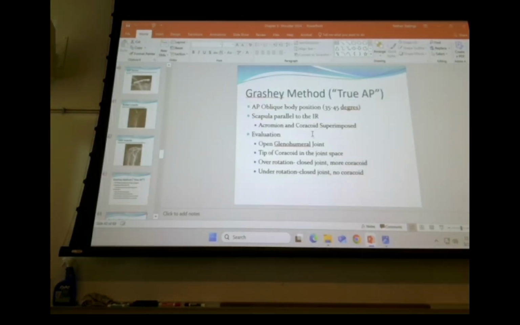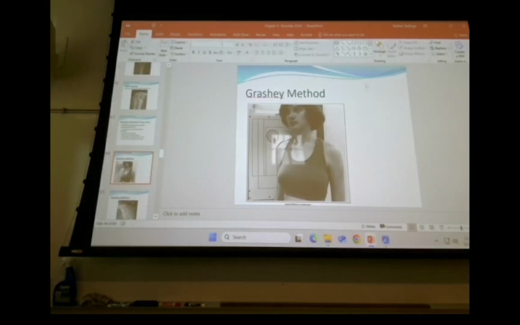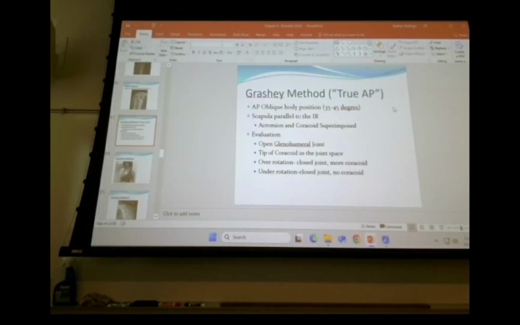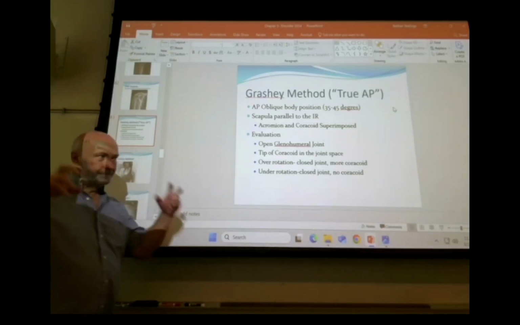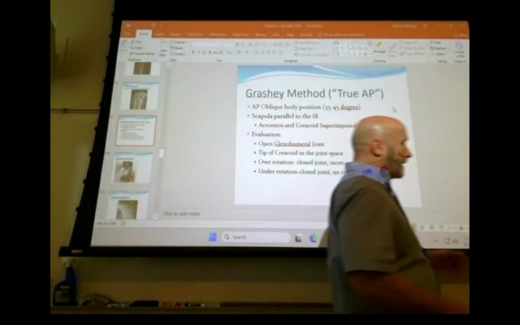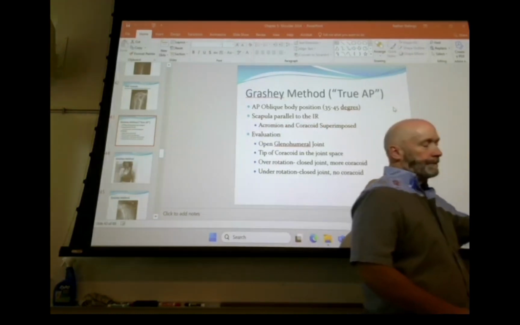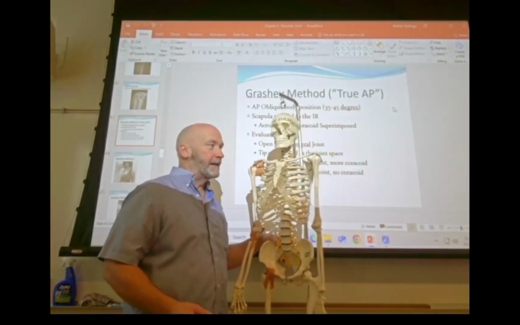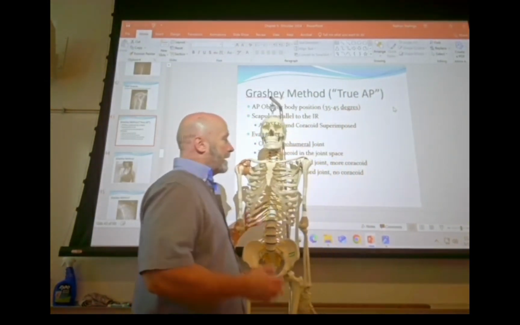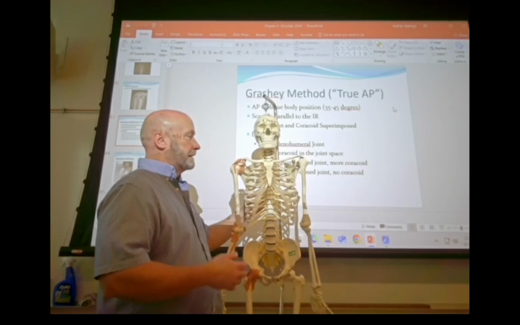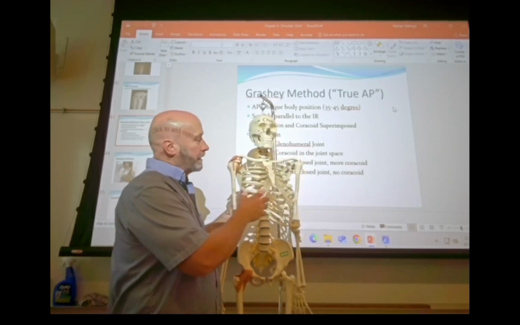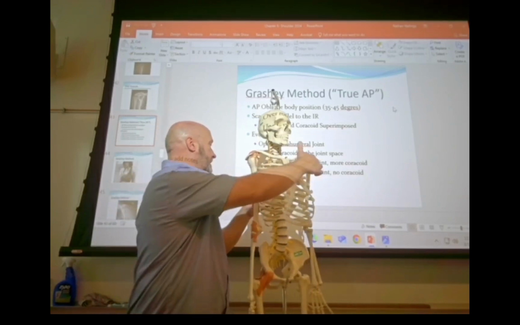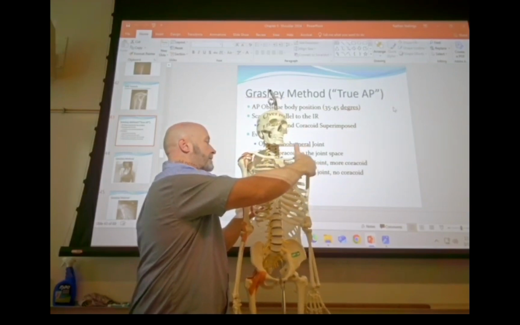So the Grashey method. I put "true AP" in here because I've heard it referred to as true AP, and it's not. That's why it's in the quotations. So if you just hear it referred to as true AP, okay, whatever. Just let people have their day, right? But our purpose in getting the Grashey method is to oblique the patient enough so that we can see through the glenohumeral joint space here.